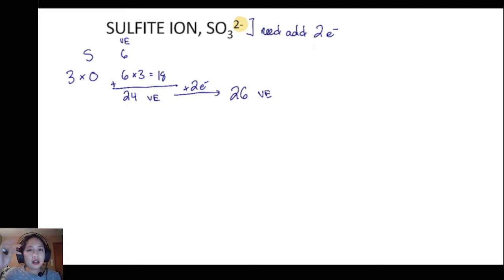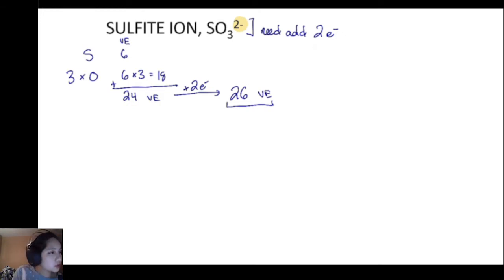Remember, if the ion has a negative charge, you have to add electrons to your valence electron count. So the sign of the charge does not match whether you're adding or removing electrons. If it's a negatively charged ion, you add electrons. If it's a positively charged ion or cation, then you have to remove electrons. All right, so 26 is our magic number that we need when drawing out this Lewis structure.